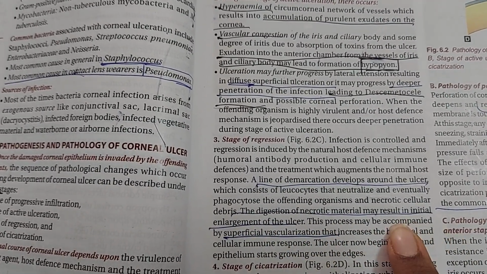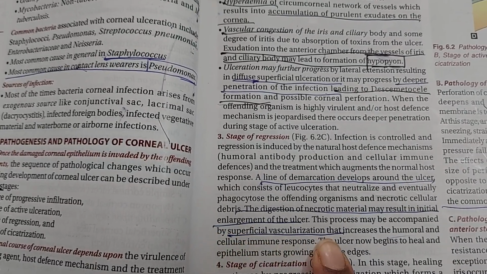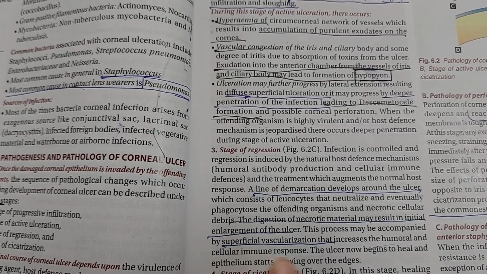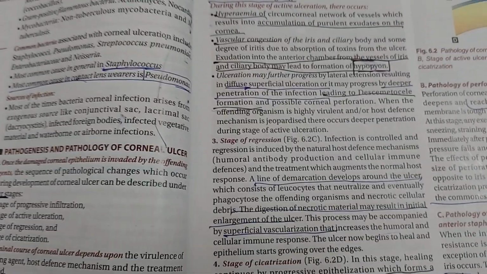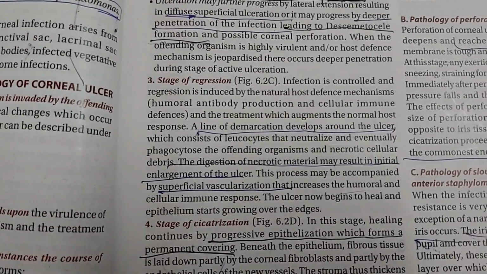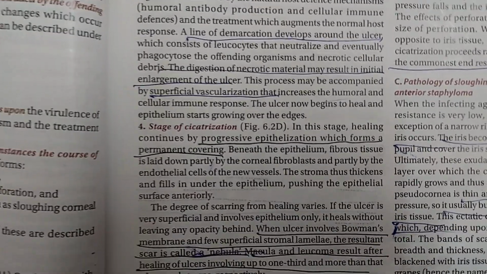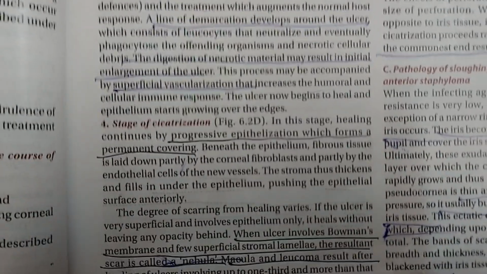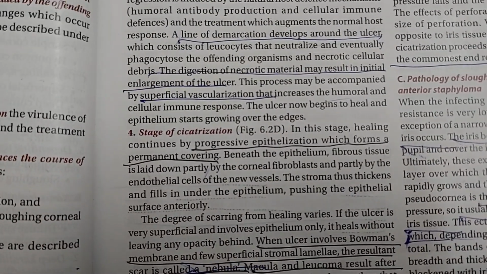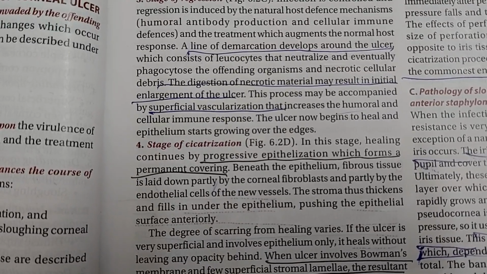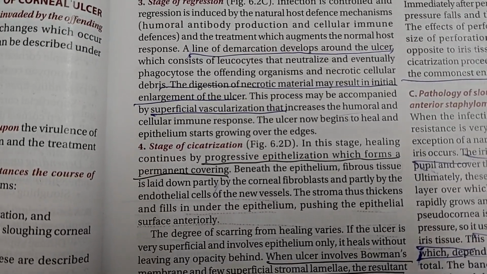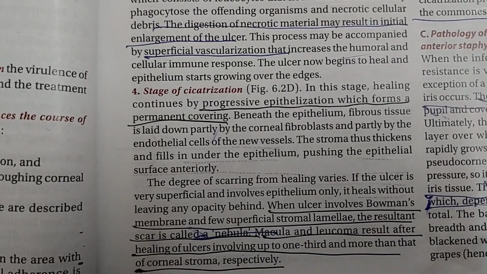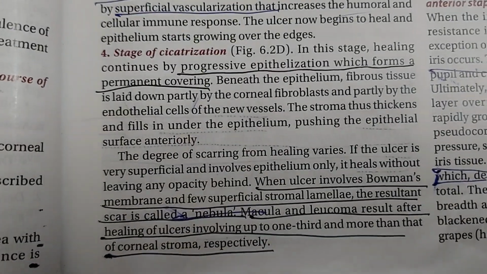Okay, and in this process there will be vascularization of superficial layers of the cornea, which increases the humoral and cellular immune response. Due to vascularization, more and more lymphocytes will be brought to the cornea, so there will be healing of the cornea. Next, moving on to the fourth stage, the stage of cicatrization. In this stage, healing continues and progressive epithelialization forms a permanent covering of the cornea, as the necrotic tissue is completely digested.